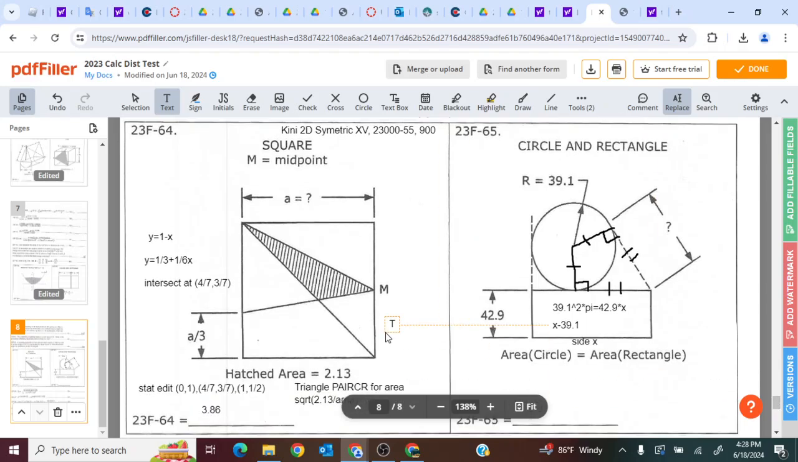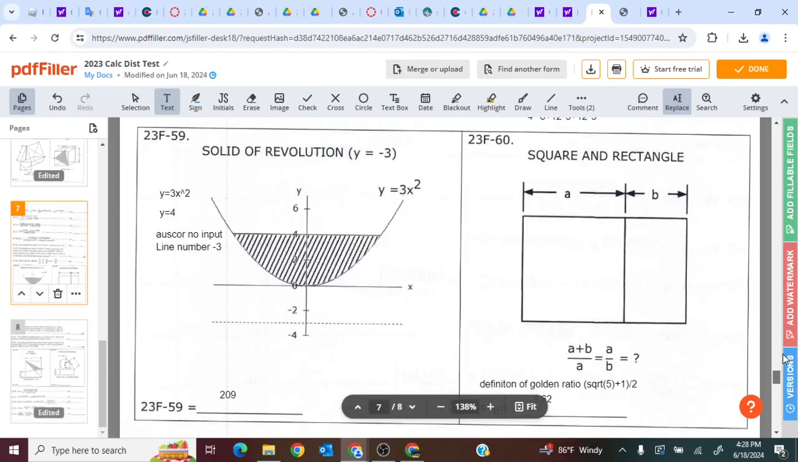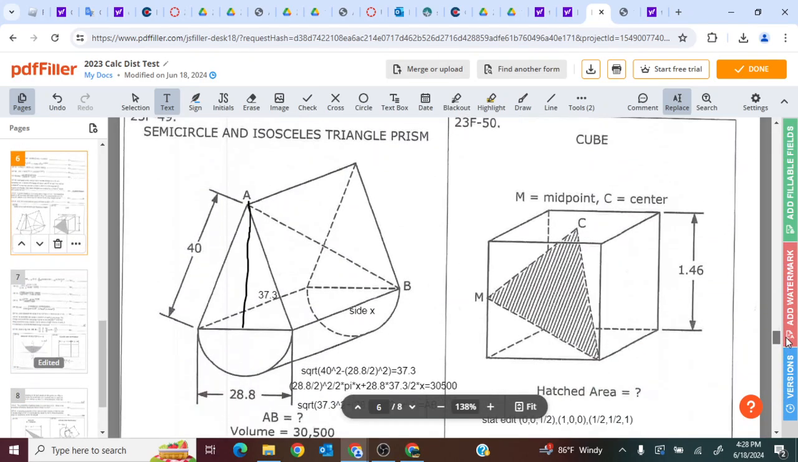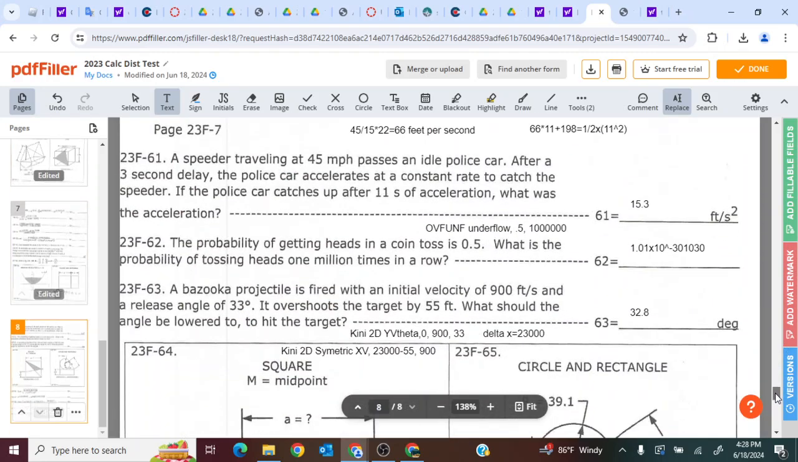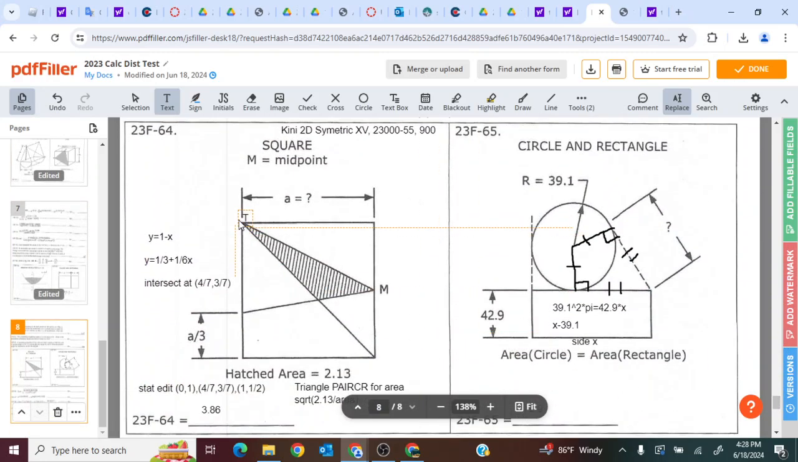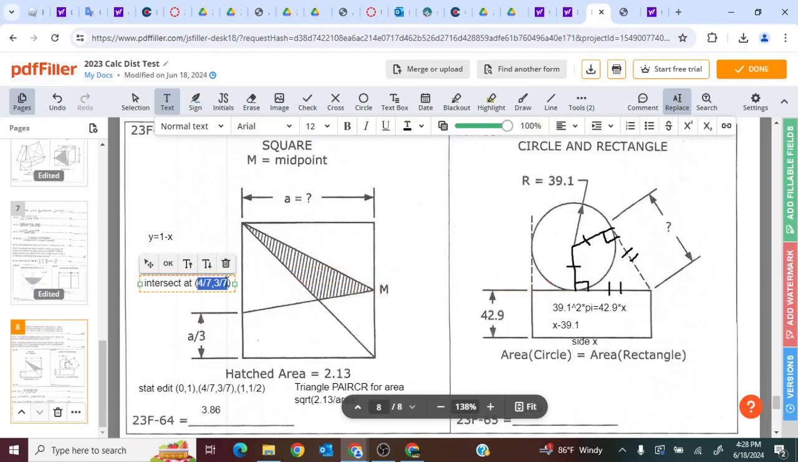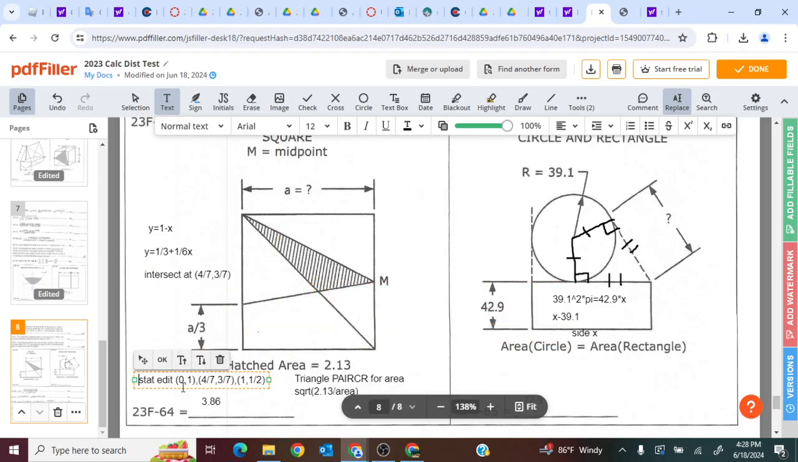Okay, 64. We're going to use a similar trick to the one we used over here on 50, where you should graph the lines where you could assume a is 1, so you graph the lines 1 minus x and 1/3 plus 1/6 x. Find out the intersection, and then you stat edit with all the points in mind. So 0, 1, 4/7, 3/7, and 1, 1/2.